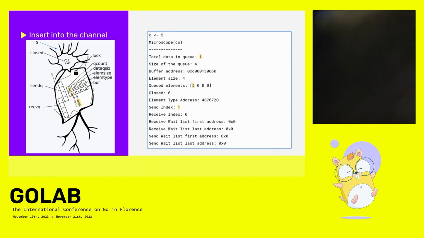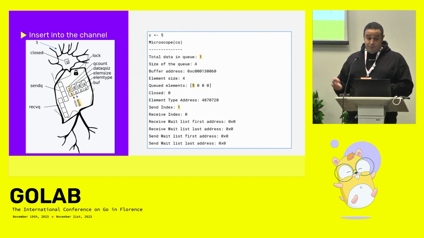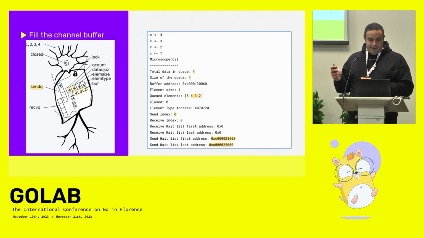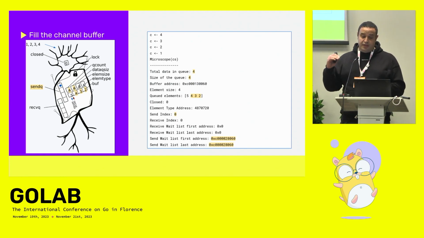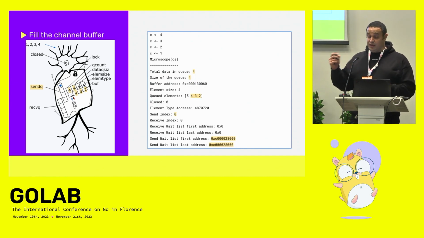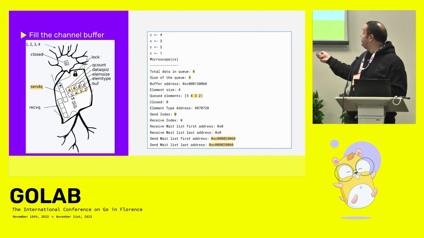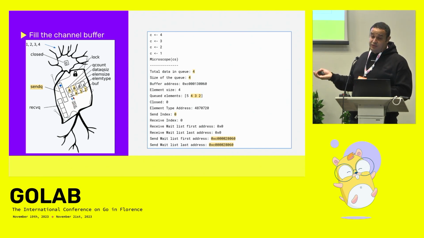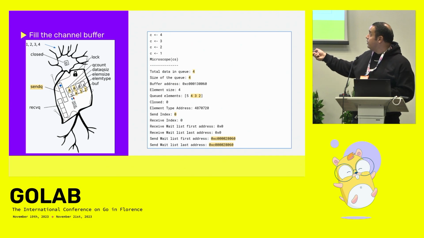If I insert an element in the channel, what is going to happen is now the queue count is 1 because I have one element in the queue, and the element is added to the buffer, and the send x is increased. If I add more stuff there, now I added 4, 3, 2, 1. When I added 4, I'm going to see here that it is 4, 3, 2, but there's no space for the 1. So now my queue count is 4, and there's not enough space for anything else.